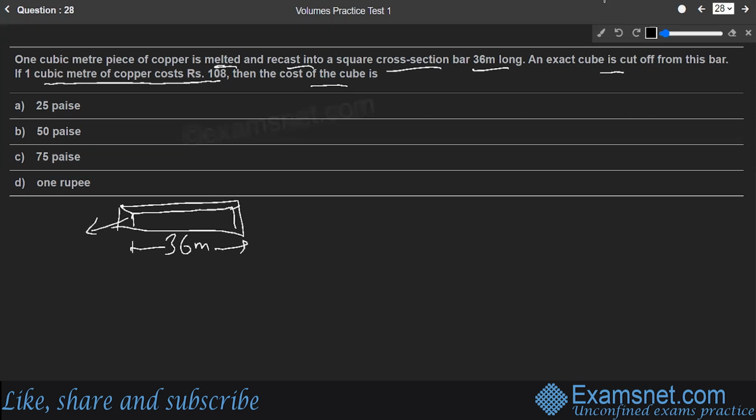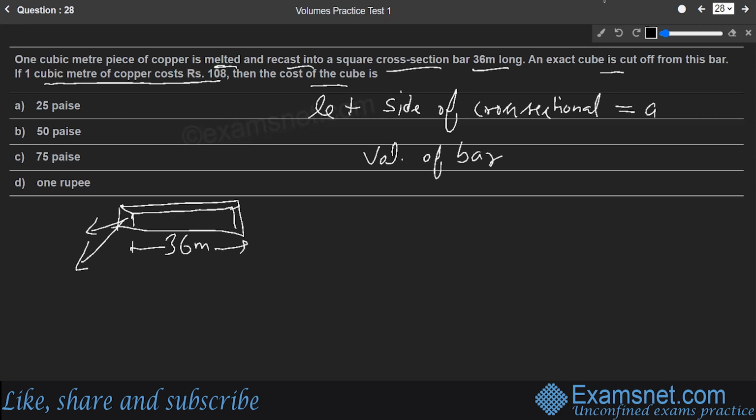For that, the cross section is a square. So let's say the side of this cross sectional area, which is in the form of a square, is a. So the volume of this particular bar will be, the volume of a bar is always calculated as cross sectional area multiplied by the length or the height. In this case, it is length.